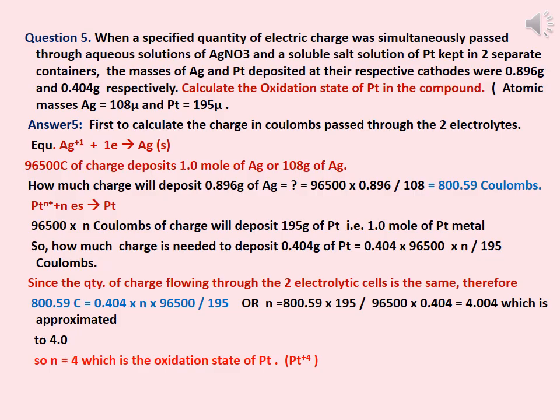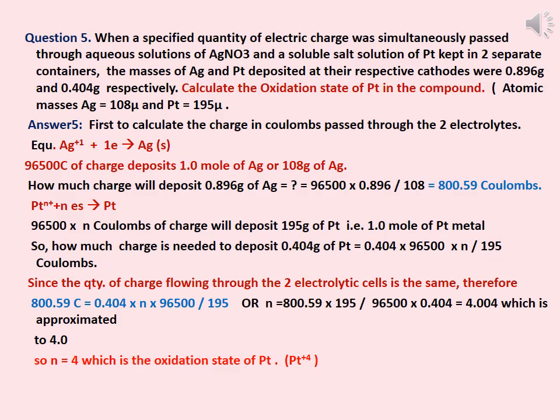So from this reduction reaction, we can write the equation as: 96,500 into N coulombs of charge will deposit the atomic mass of platinum, which is 195 grams of platinum, which is 1 mole of platinum. So 96,500 into N coulombs of electrical charge deposits 195 grams of platinum.